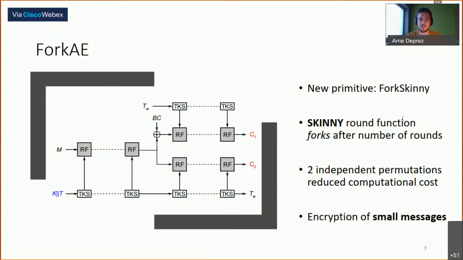And a fork cipher is able to produce two independent permutations, but at a reduced computational cost, because the first number of rounds are in common for both outputs.